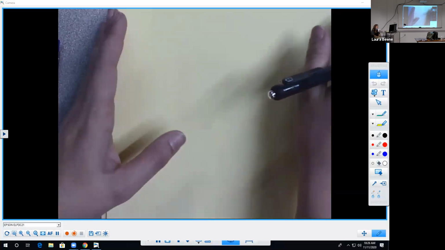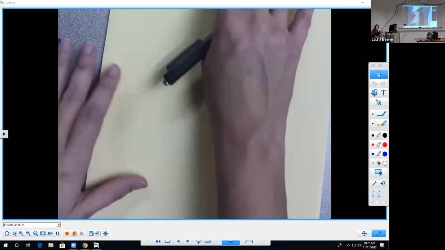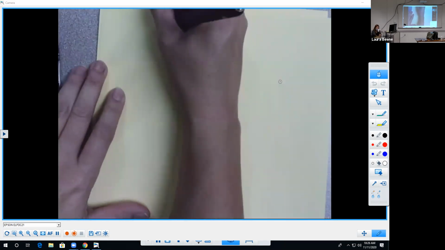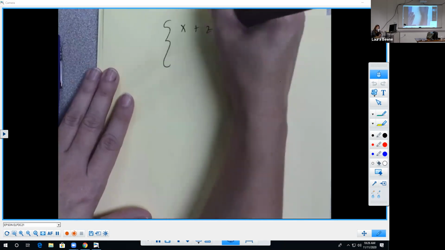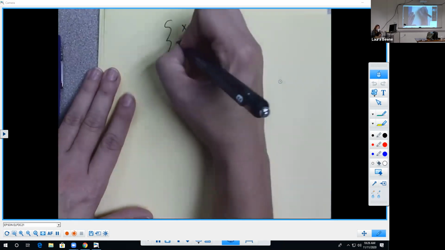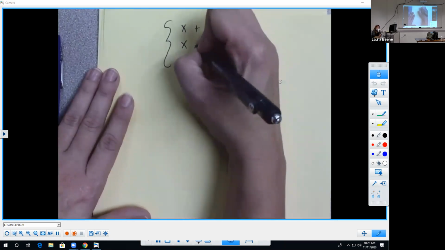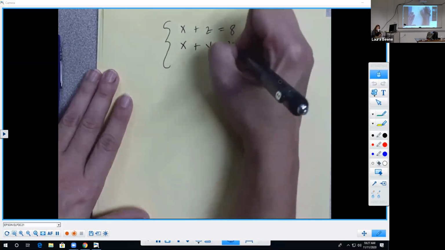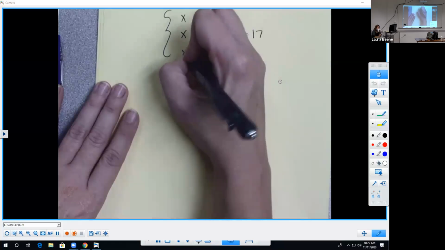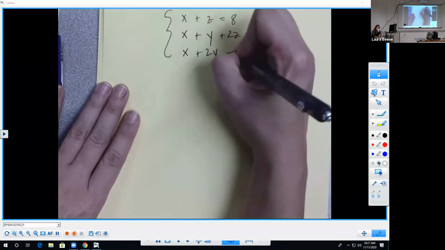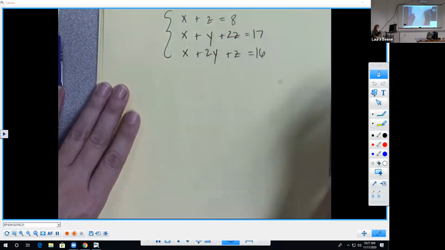Okay, so that was like the hardest kind of problem. We did the most multiplying equations and everything. So here's a little bit of an easier problem, okay? It's still the same idea. The first equation is x plus z equals 8. The next equation is x plus y plus 2z equals 17. And the third equation is x plus 2y plus z equals 16.